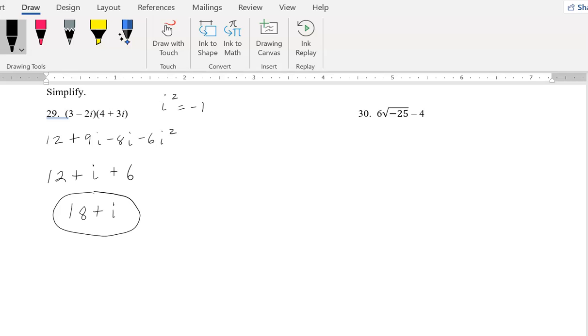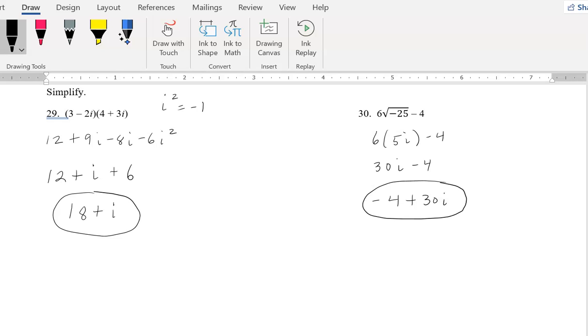Number 30, I'm going to change the square root of -25 into 5i. Then I can multiply these together. That makes 30i. And now I'm just going to put it in complex number form. The proper form for a complex number is the real number goes first, followed by the imaginary number.